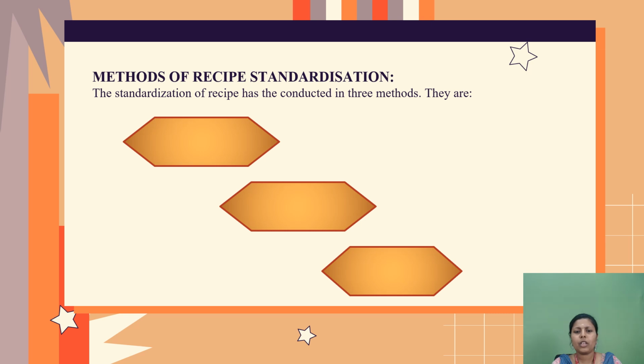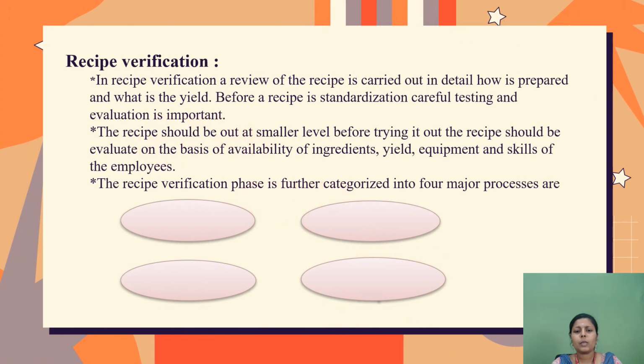Methods of recipe standardization. The standardization of recipe has three methods: recipe verification, product evaluation, and quantity adjustment. Recipe verification. In recipe verification, a review of the recipe is carried out: how it is prepared and what the yield is. Before a recipe is standardized, careful testing and evaluation is important. A recipe should be tried out at a smaller level before trying it fully.